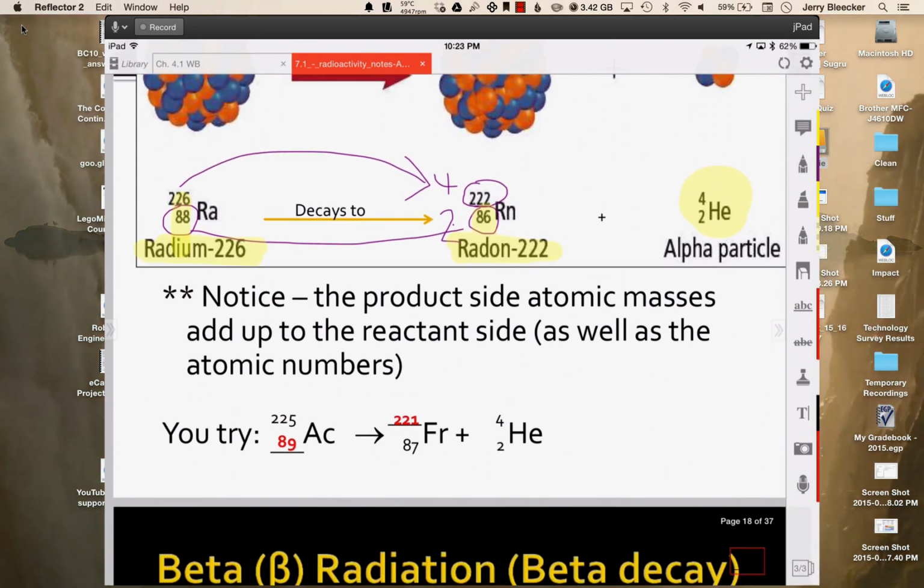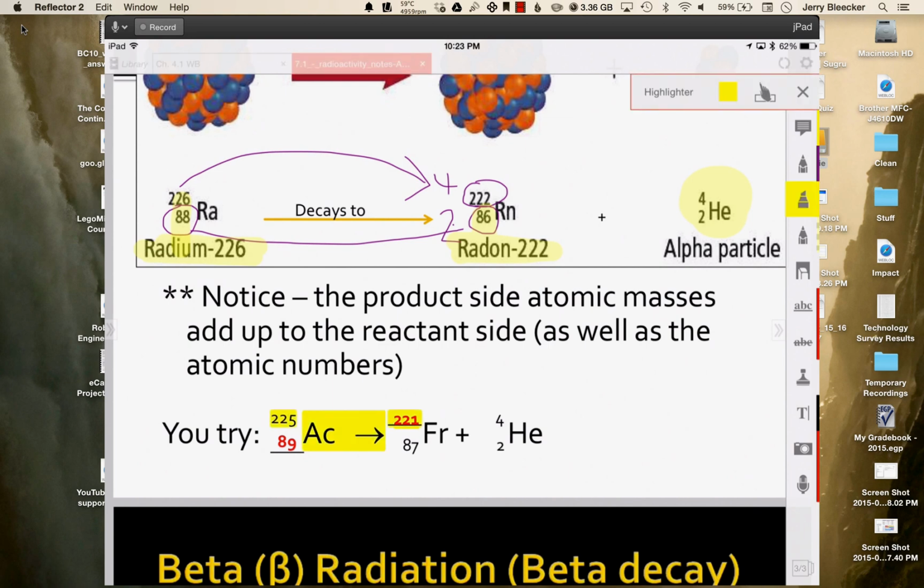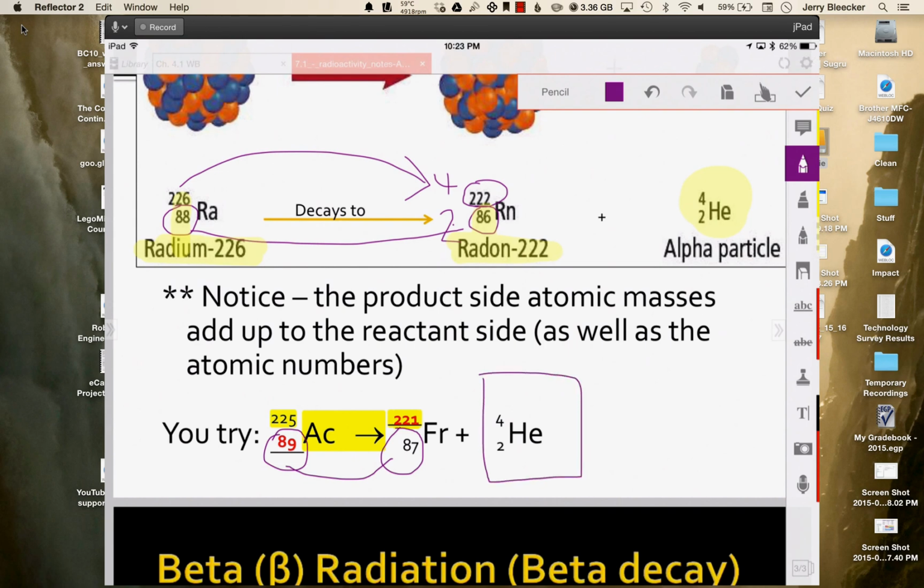Now this is the example we did on Friday here at the bottom, right? And here is your loss of 4 mass units along the top, and along the bottom, here are your 2 lost protons, right? All because the equivalent of a helium nucleus flies off.